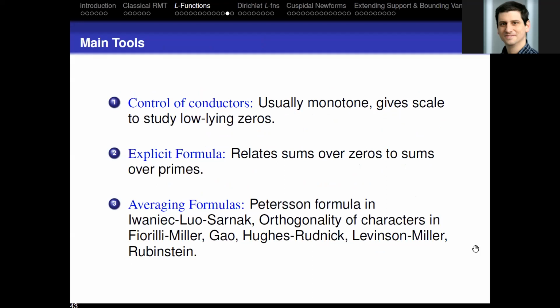We need some kind of explicit formula, which relates the sums over zeros to sums over primes. So this is essentially the explicit formula of Riemann. You're going all the way back to proving the prime number theorem, and we just have a generalization of this to other L functions. And then the most difficult part is the averaging formula. If we don't have a good averaging formula, it doesn't help us that we can relate the sums over zeros to these sums over primes times the coefficients of the L function. And that's the difficulty for L functions right now: we typically don't have great averaging formulas.